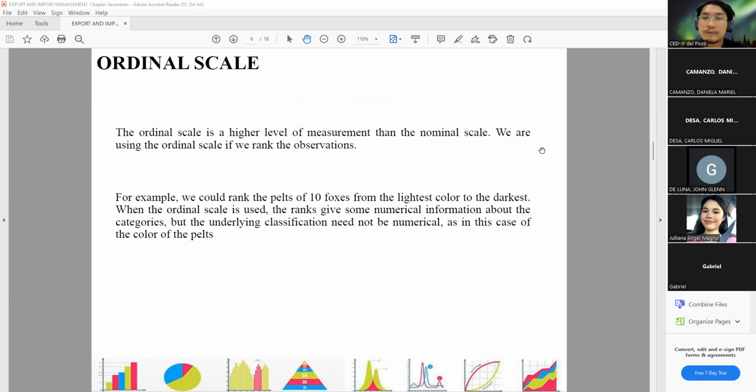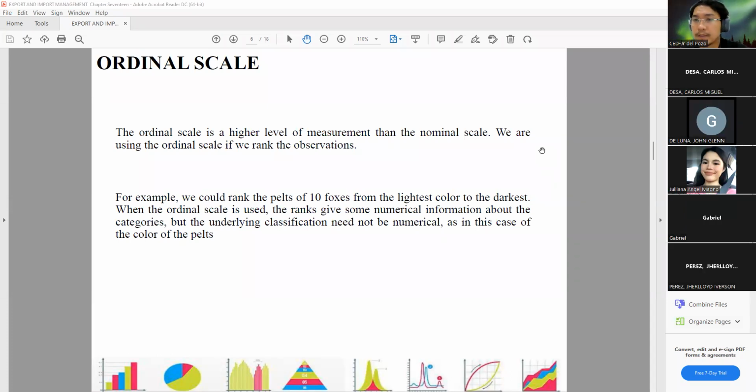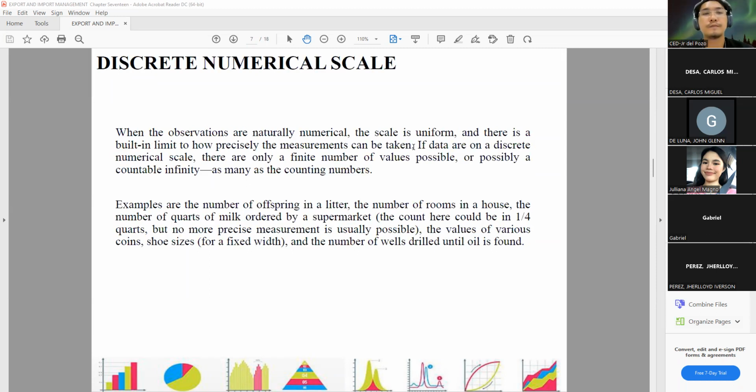to the darkest. When the ordinal scale is used, it gives some numerical information about the categories, but the underlying classification need not be enumerated, as in this case of the color of the pelts. For example, agree, disagree. So that is considered an ordinal scale. Agree, somewhat agree, disagree. So parang ganun. Meron siyang ranking, but not necessarily can be converted into numerical.